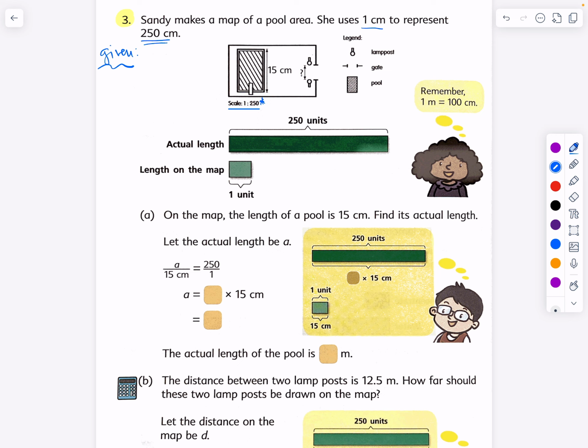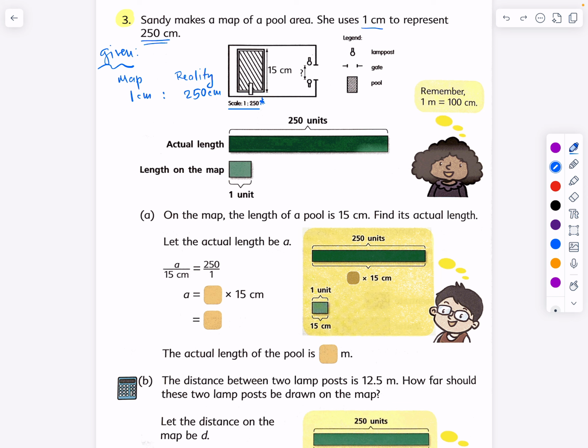And we know that map to reality is 1 to 250 centimeters. That is your key ratio given at the start of the problem. Now, the second question you have to ask yourself: what are they asking us to find?